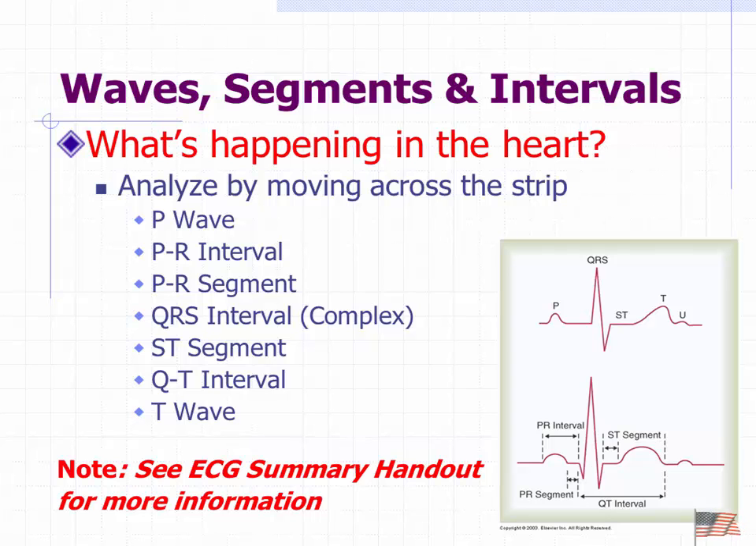Then the ST segment and the T wave allow us to evaluate ventricular repolarization. And the important components there are 2 of them: the PR interval, from the beginning of the P wave to the beginning of the QRS complex, and the ST segment, from the end of the QRS complex to the beginning of the T wave.